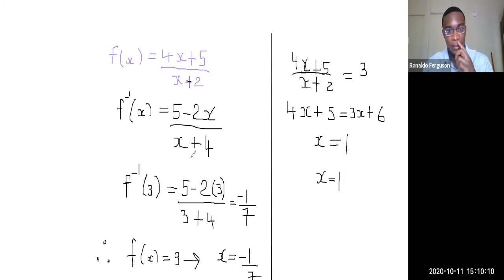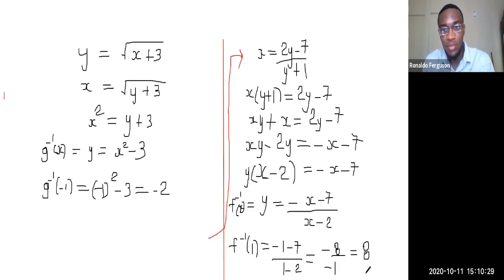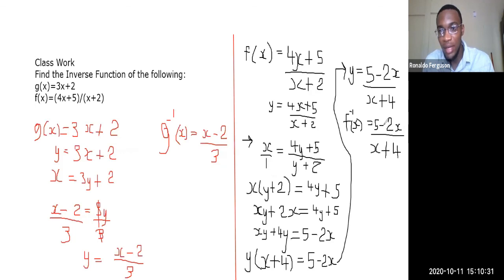So how did I get minus 1 over 7 here? Let's look back at the inverse function. This is how you can verify your answer. So clearly something went wrong right here. Now what went wrong? Let's go back and check. Did I write down the correct inverse function? The inverse function should be 5 minus 2x over x plus 4. That's the inverse function for 4x plus 5 over x plus 2.